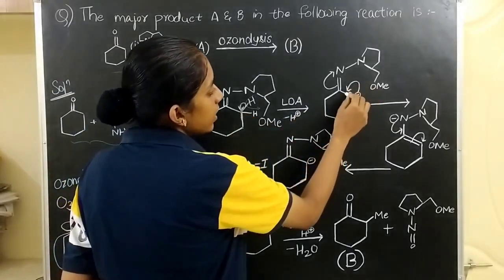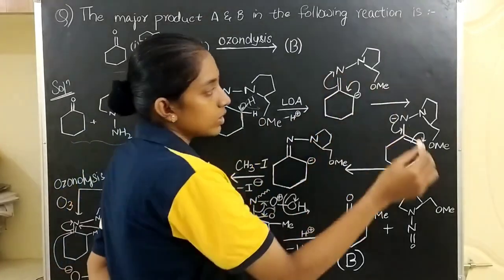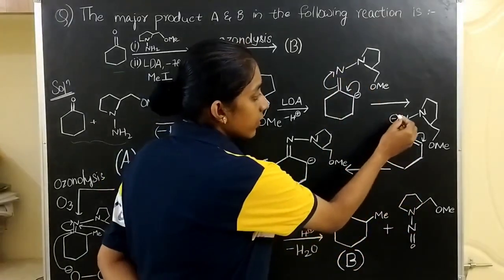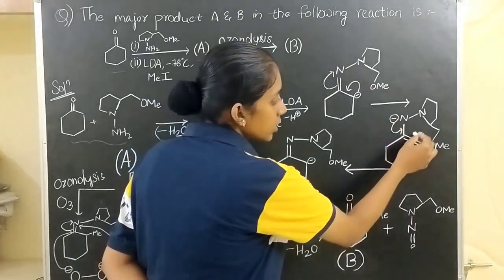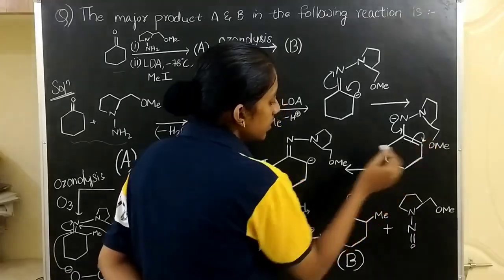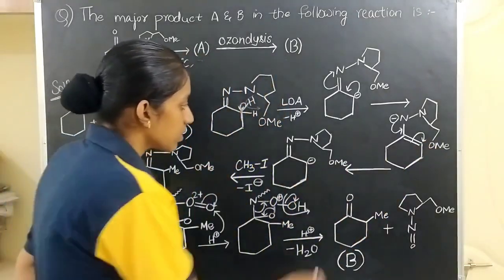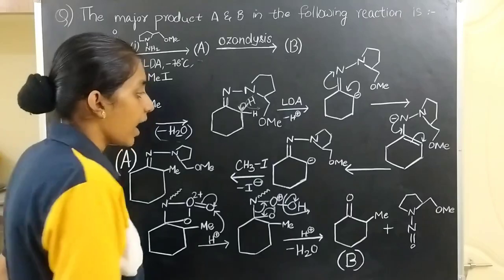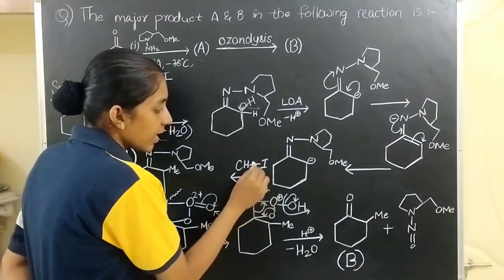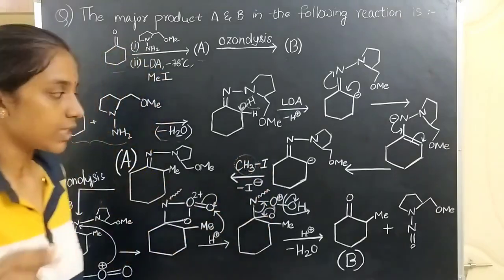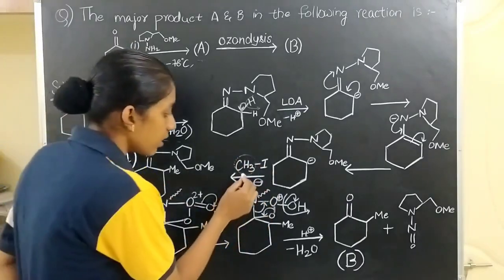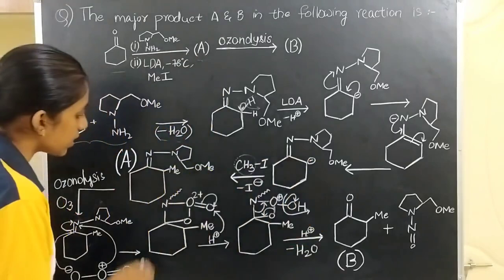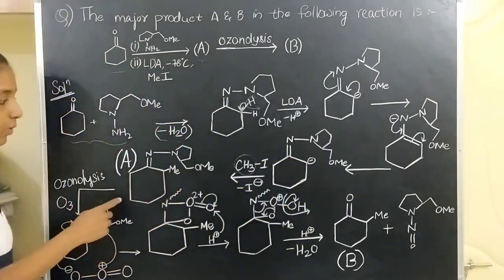Now this negative charge is shifted here. This double bond is shifted onto the nitrogen, leaving nitrogen negatively charged. Now again this negative charge of nitrogen is shifted here and this double bond is shifted onto the carbon, leaving this carbon negatively charged. Now this compound is reacting with methyl iodide. In methyl iodide, iodine leaves as I- and this methyl group will be getting a positive charge. Now this positively charged methyl group will form a bond with the negatively charged carbon and will give us the product A. So this is the product A.